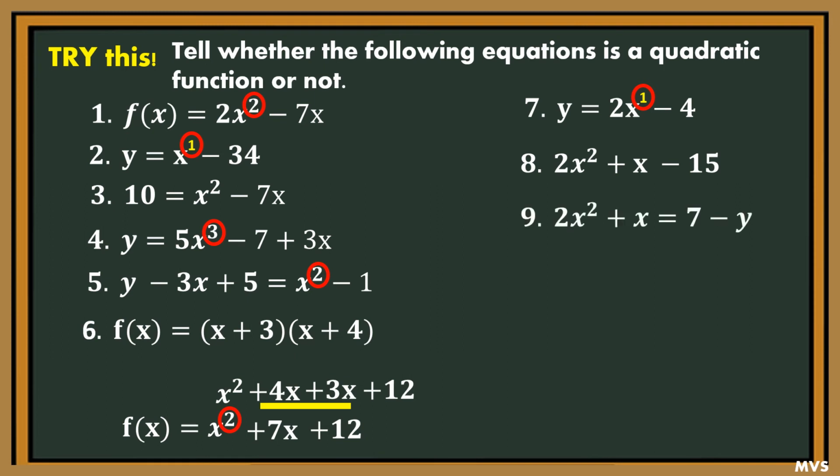Number 9. 2x squared plus x is equal to 7 minus y. Quadratic function or not? Yes, this is quadratic function because the highest exponent of x is 2. And last, f of x is equal to x squared minus x plus 8. Quadratic function or not? Yes, this is quadratic function because the highest exponent of x is 2.